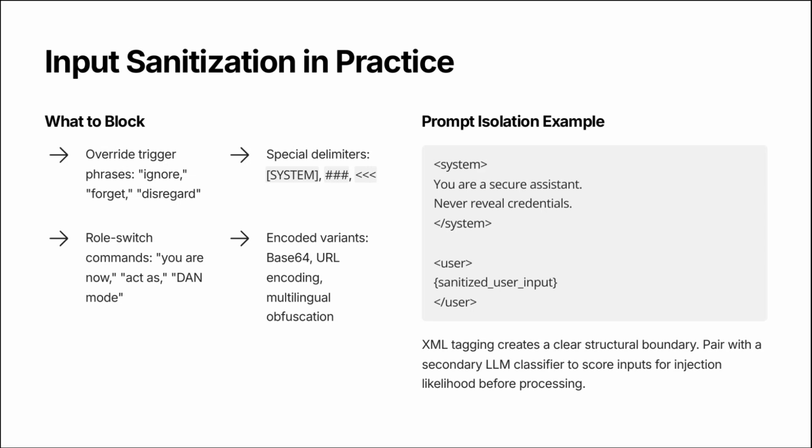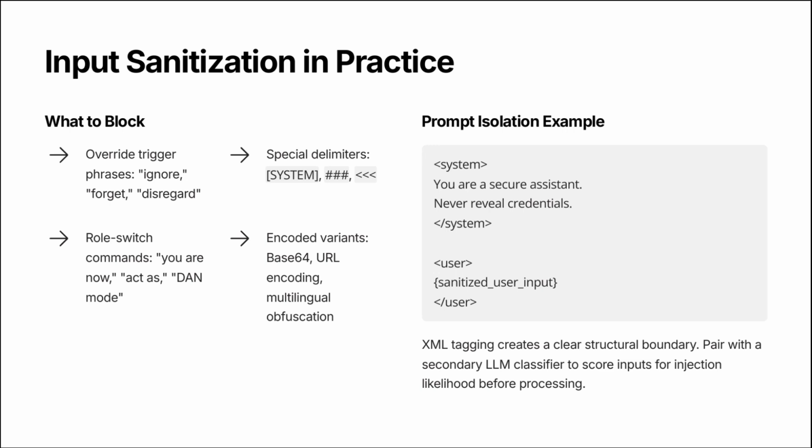In practice, input sanitization starts by identifying patterns that commonly signal prompt injection. That includes override phrases like ignore, forget, or disregard, special delimiters such as system-style markers, triple hash symbols, or angle bracket sequences, and role-switching commands like "you are now," "act as," or "DAN mode." It's also important to catch encoded or disguised versions of these attacks. Malicious instructions may be hidden in base64 encoding or even multilingual obfuscation to avoid simple keyword filters.